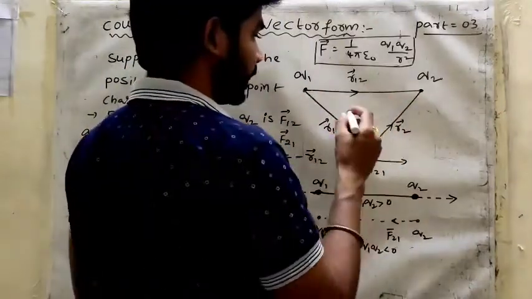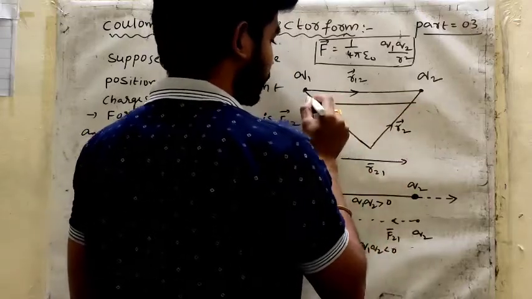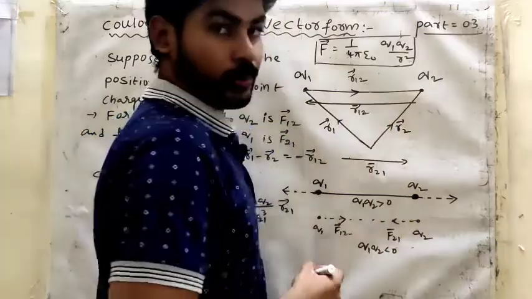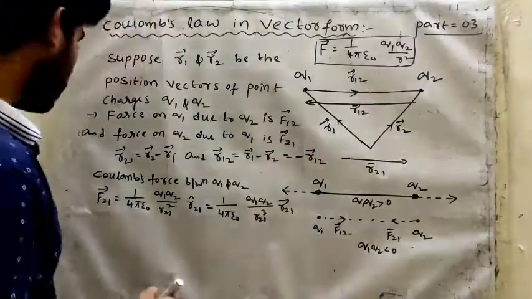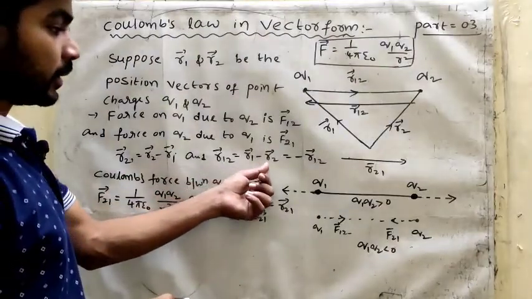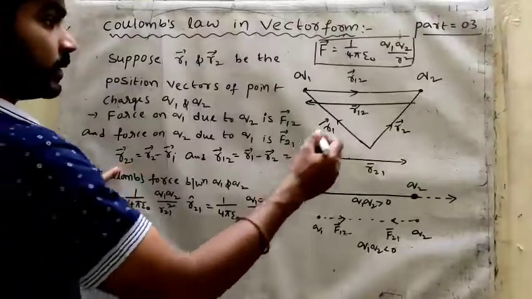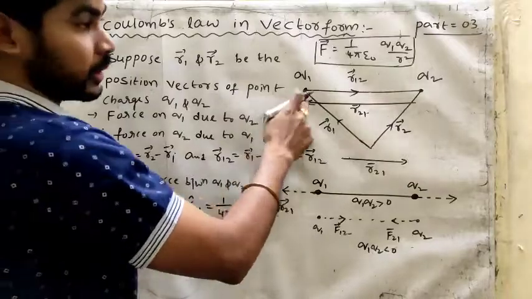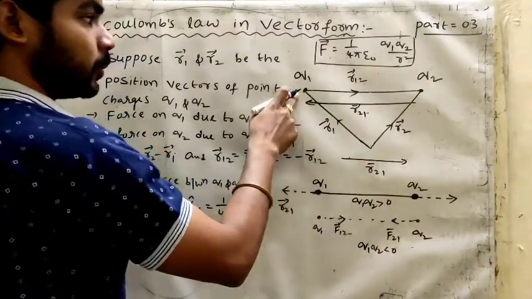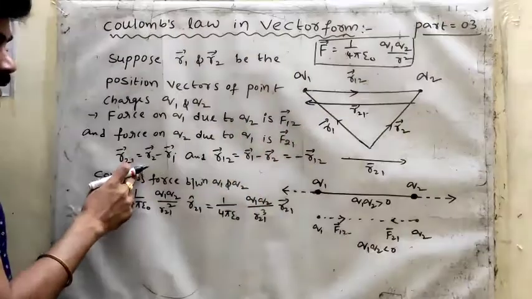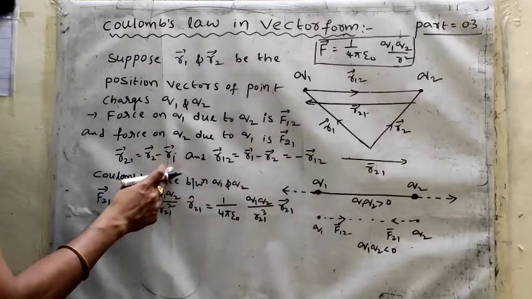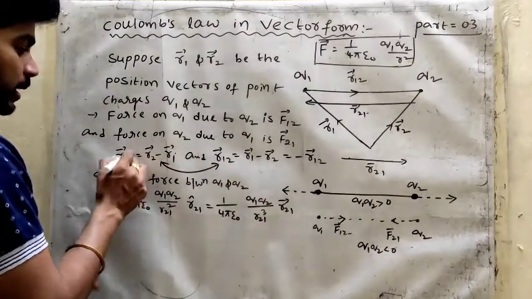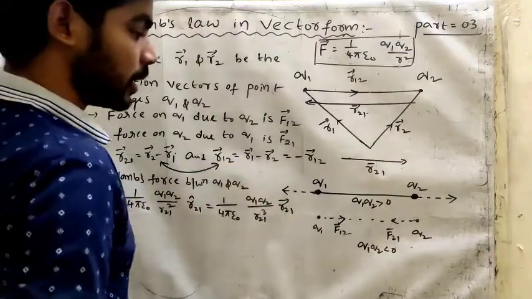At the same time, from q2 to q1, what direction can we take? This is not r12, it is r21, from 2 to 1. The position vector of 2 with respect to the position vector of 1. So r21 is r2 minus r1. Just compare these two: r21 is equal to r2 minus r1, and r12 is r1 minus r2.